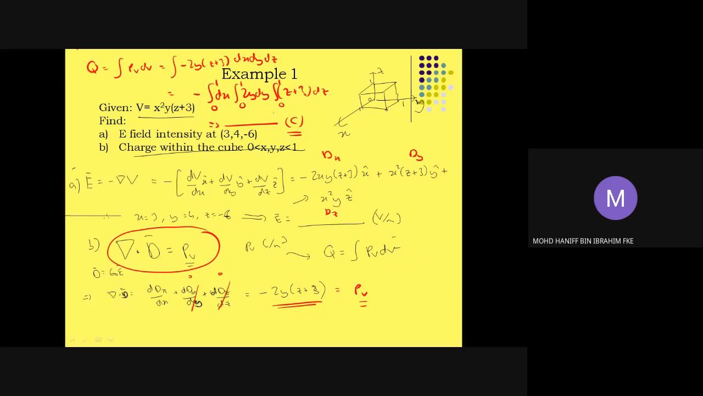So is that clear on this solution? The idea is that we are giving you the potential V. For potential, you should be able to find the E field based on the gradient method. From the E field, you use the first law of Maxwell to find the rho v, and from the rho v, you can use it to find the charge. So that is the basic idea of this part A, which is based on these gradient operations to find your electric field intensity. Any question for this example?